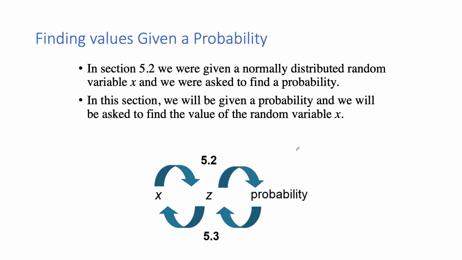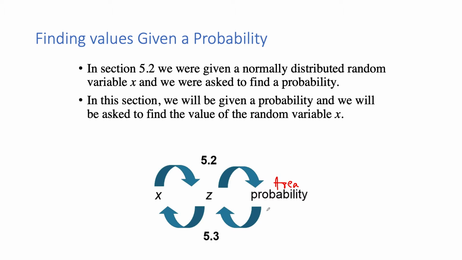So the last thing we'll do for this week is to go the other way, right? So in the last section in 5.2, we knew x, we wanted to find the probability, which is to say we wanted to find area. Okay, so we knew x, we were interested in finding an area under the curve for x. So that was the probability. And the way we could do that was first take x, convert it into a z-score, and then use that to find the probability, right? So that's what we did in 5.2.